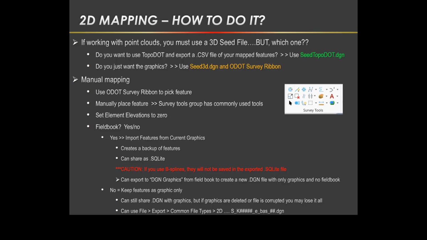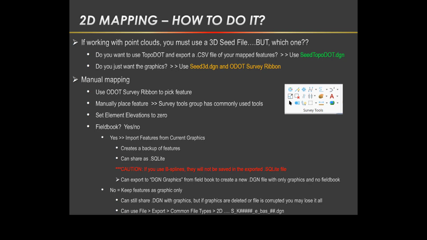You're going to just manually place the feature. And we've got a survey tools group on our ODOT survey ribbon that has a lot of the commonly used features, so you're not bouncing back and forth between different ribbons trying to find a tool that you need. So this is really pretty handy. Once you've got your features placed and mapped, you can set all their elevations to 0.